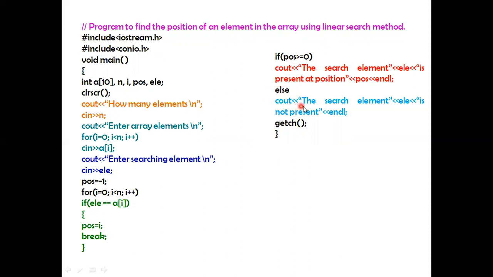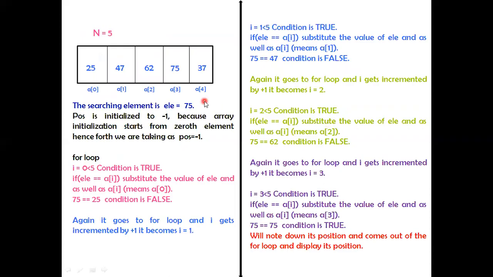That is cout, string insertion. The search element will print as it is. ELE means 50. That is, the searching element is present at POS. That is 0. That means no, it is not present. The search element 50 is not present. 50 is not there in the list, right? 50 is not there in the list.